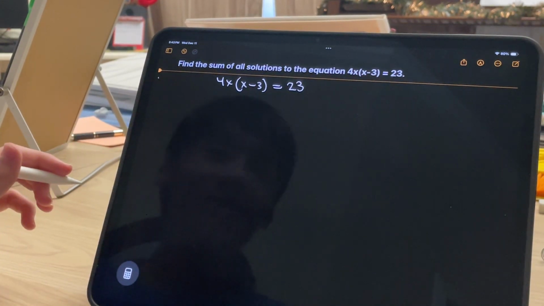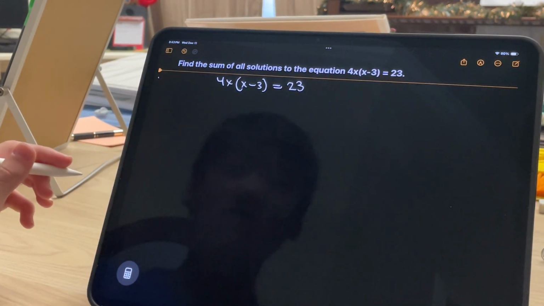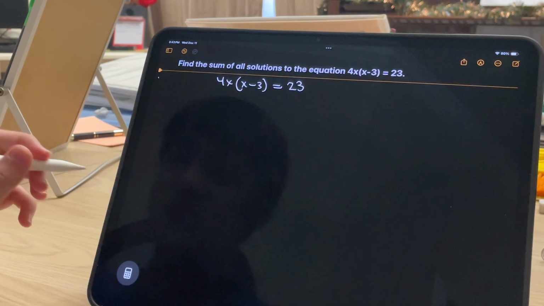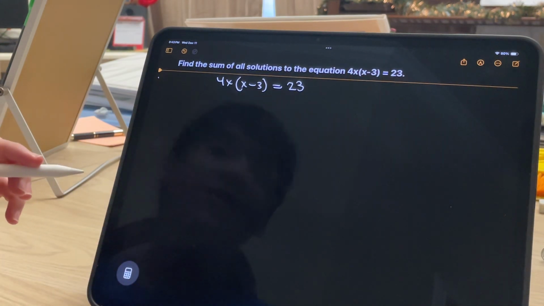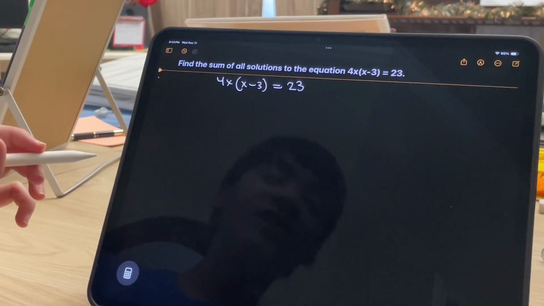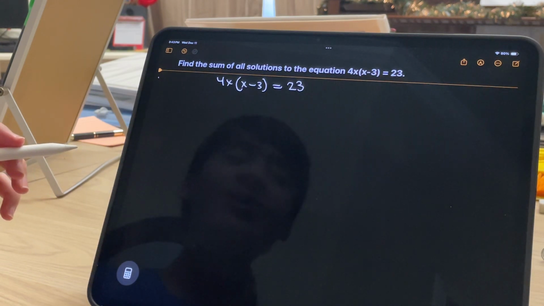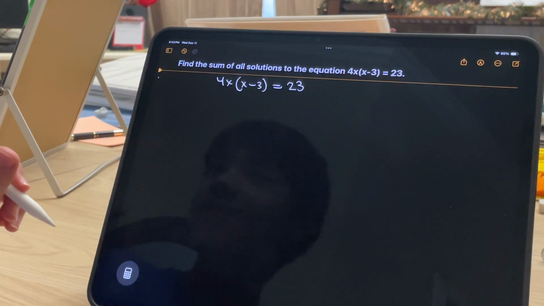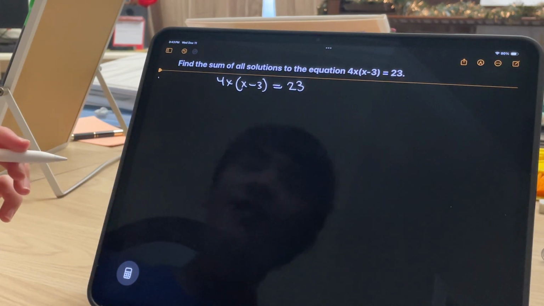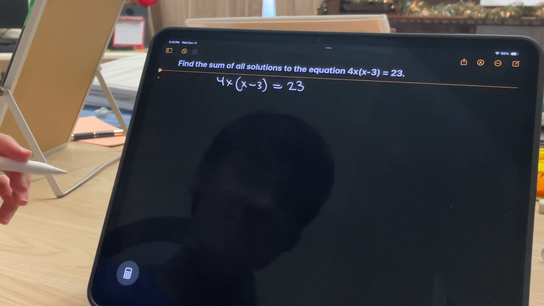In this video, we're going to be explaining how to solve this problem here under quadratic equations with this algebra 1 problem: find the sum of all solutions to the equation 4x times x minus 3 equals 23. So, a quadratic equation is any equation of the form ax squared plus bx plus c equals 0.